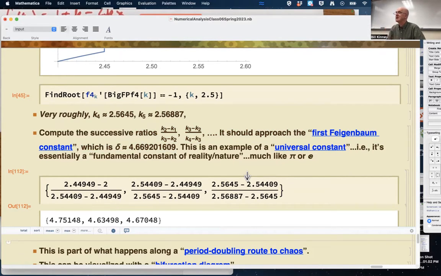But why is it called a universal constant? Because it's a constant that shows up for many, many examples like this. The way these period doubling bifurcations on the route to chaos happen is the same, essentially, for infinitely many examples. And you get the exact same constant that these ratios are approaching.